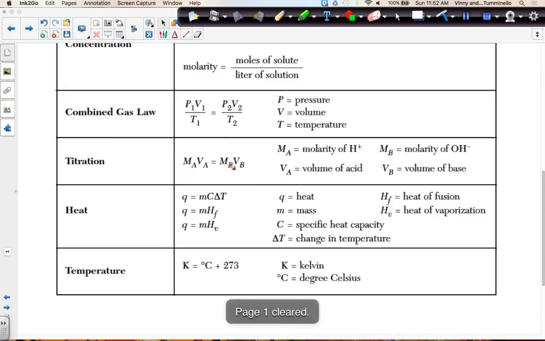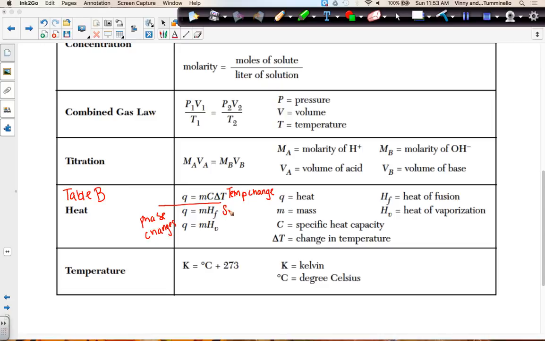For my heat problems, remember on table B, we have the C value, we have the heat of fusion value, and the heat of vaporization value. We're going to use Q equals MC delta T when there is a temperature change, and Hf and Hv are for phase changes. Q equals MHf is whenever we're going from solid to liquid or liquid to solid, and Q equals MHv is when we go from liquid to gas or from gas to liquid. There is no temperature change during a phase change, so if they give you a temperature in a phase change question, it's just a decoy, a number that you don't need to use.